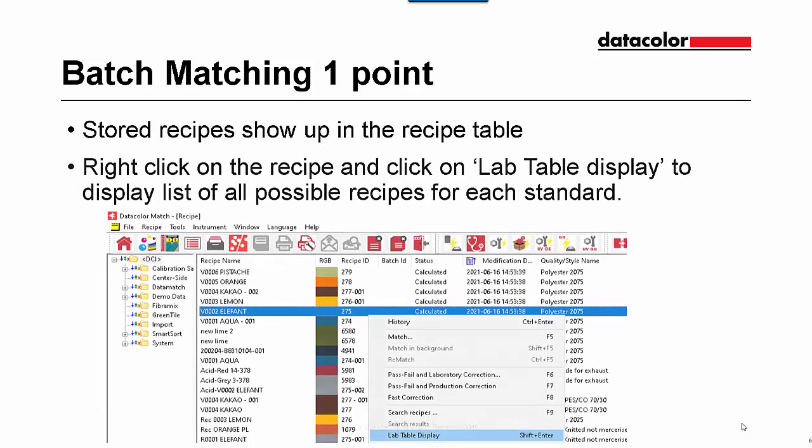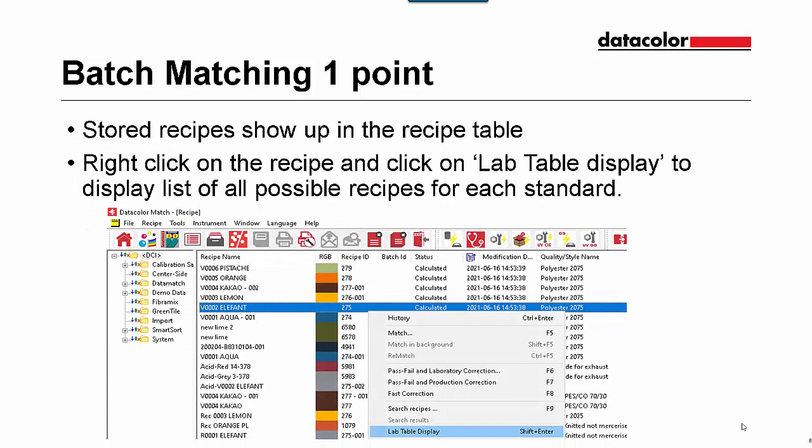Stored recipes show up in the recipe table. Right-click on the recipe and click on Lab Display to display a list of all possible recipes for each standard, and then you can save them.